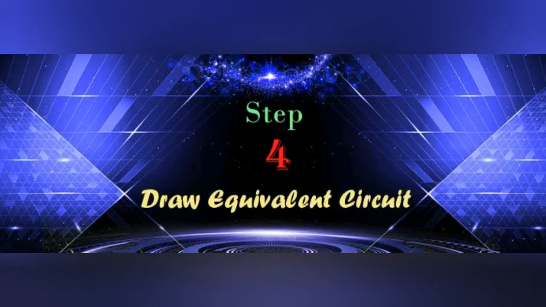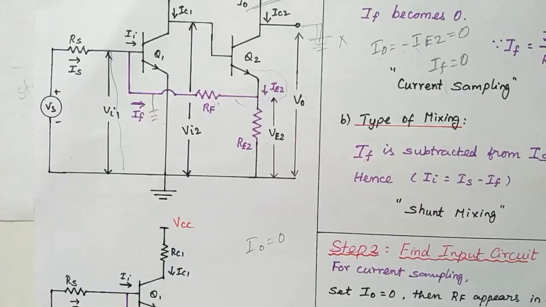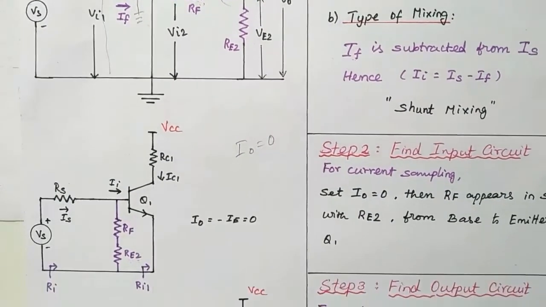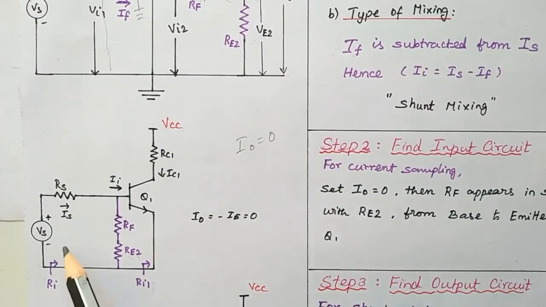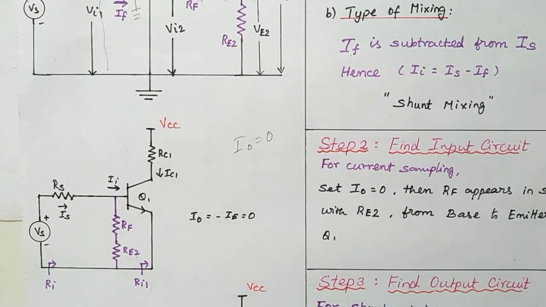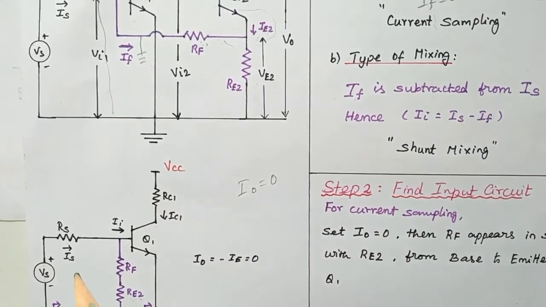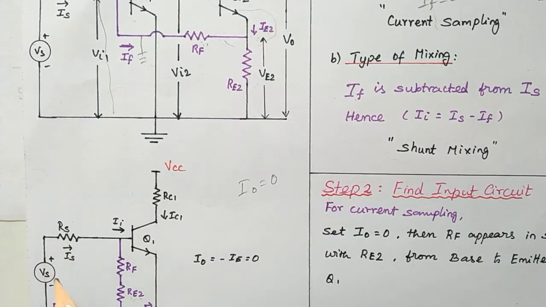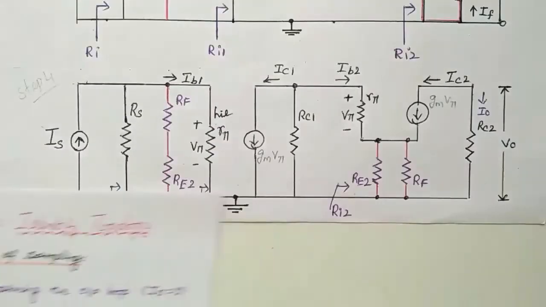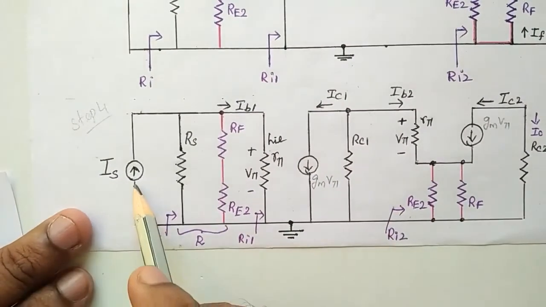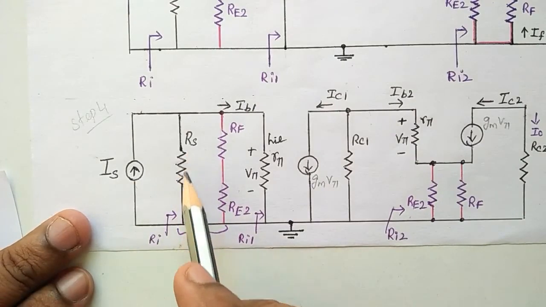Step 4, drawing the equivalent circuit for the given circuit diagram. To draw the equivalent circuit, first we have to consider the input circuit. In the input circuit, we have a voltage source. Here we need to convert this voltage source into a current source using the Norton's equivalent. For this, we are making the series resistance into a parallel resistance with the current source. So this can be modified as the current source along with the parallel resistance RS.